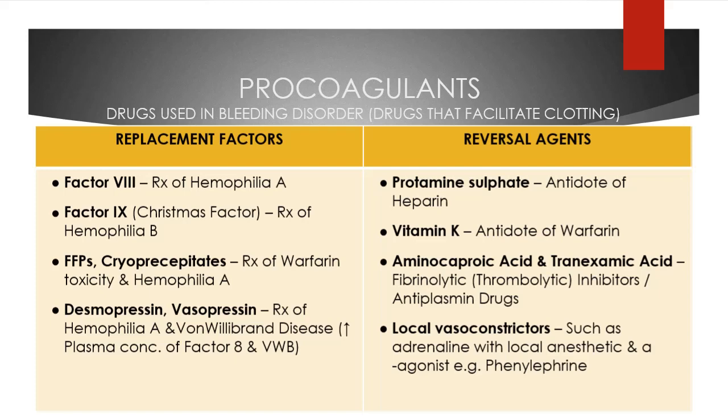Reversal agents include protamine sulfate, which is used as antidote of heparin, vitamin K, which is used as antidote of warfarin, aminocaproic acid and tranexamic acid, which are antiplasmin drugs and are used as fibrinolytic or thrombolytic inhibitors. Local vasoconstrictors such as adrenaline are used with local anesthetic and alpha agonists such as phenylephrine. They are used to reduce bleeding.